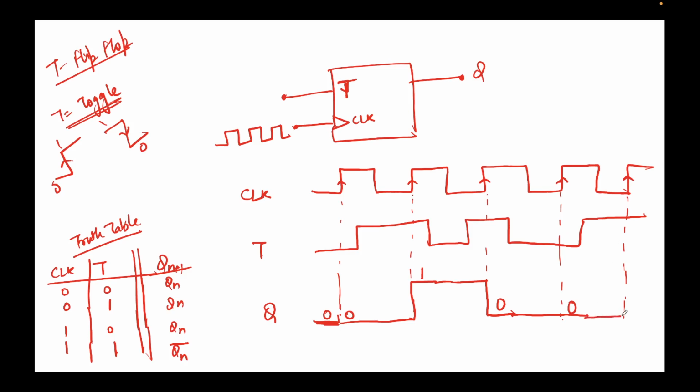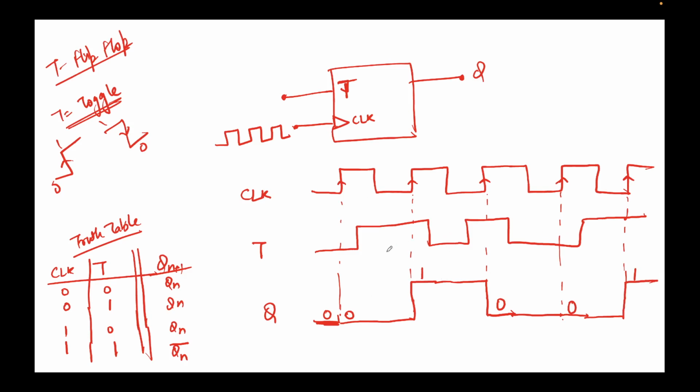Finally, over here, what's going to happen is the clock is saying that the output can change, and the toggle input is high. So again this will toggle. It will again toggle from 0 to 1. So that's how a toggle flip-flop behaves.